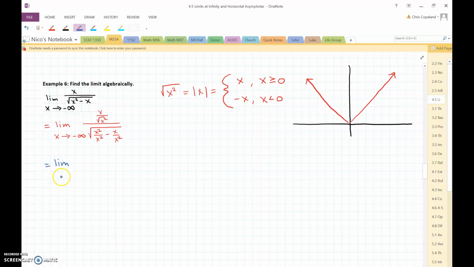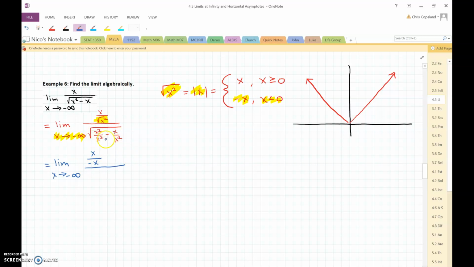So we have the limit as x goes to negative infinity over x, and then the square root of x squared, which is the absolute value of x. We are going to use negative x here. And the reason why we're going to use negative x is because x is approaching negative infinity, so x would be less than 0. So I'm going to put negative x here.